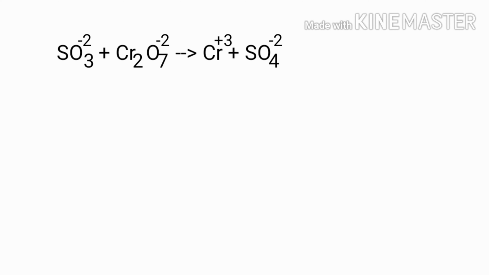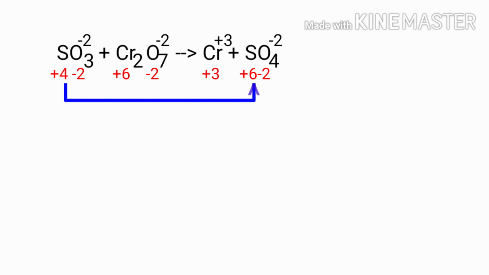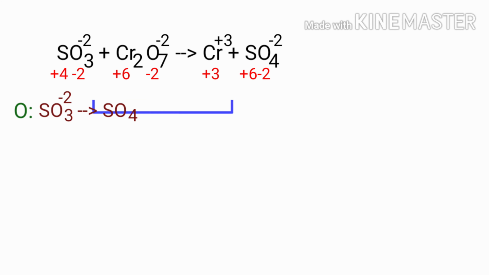Figure out the reducing and oxidizing agents by the rules of assigning oxidation numbers. In this equation, sulfur has a charge of +4 and it is changing into +6. So sulfur is being oxidized. The chromium has a charge of +6 and it is changing into +3. So chromium is being reduced.